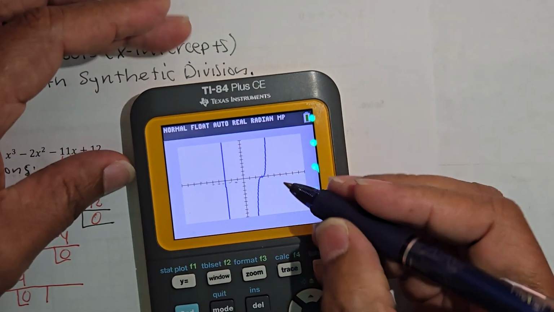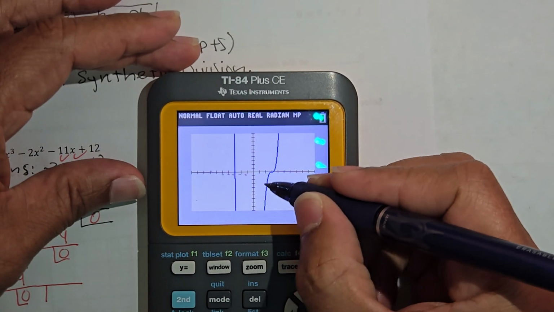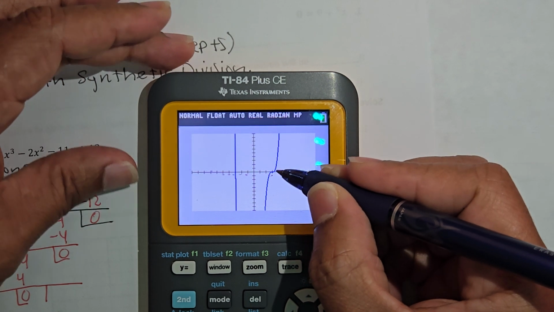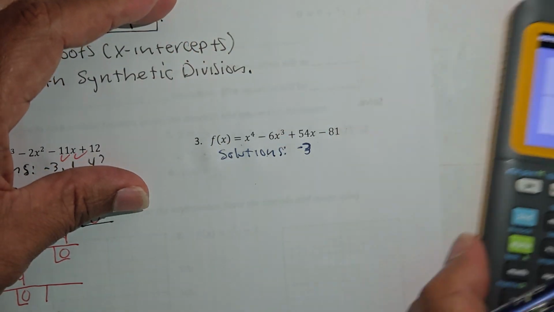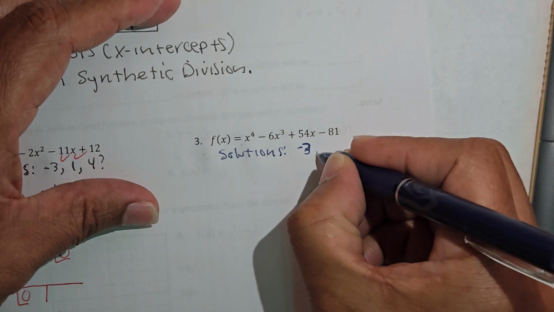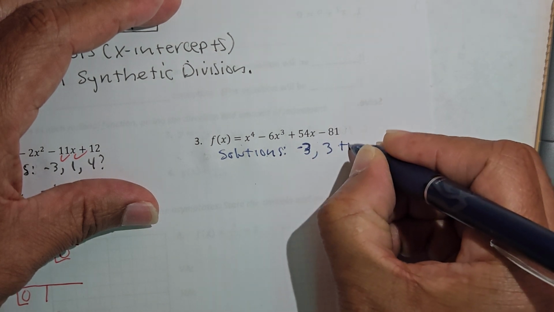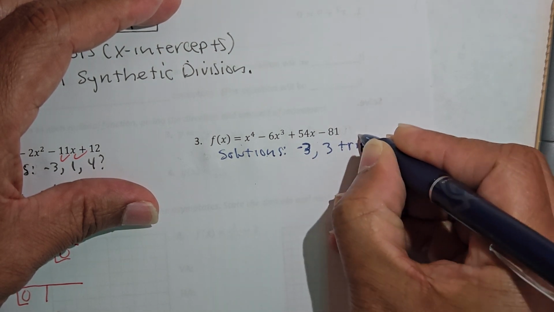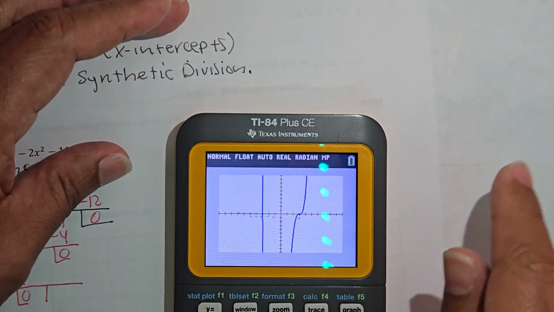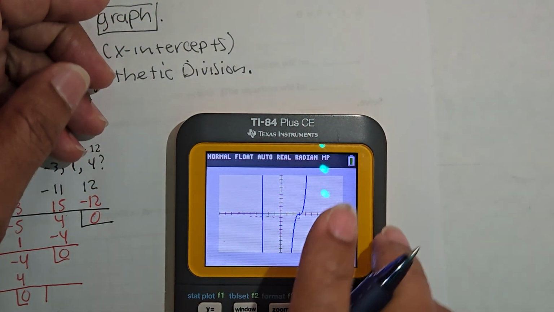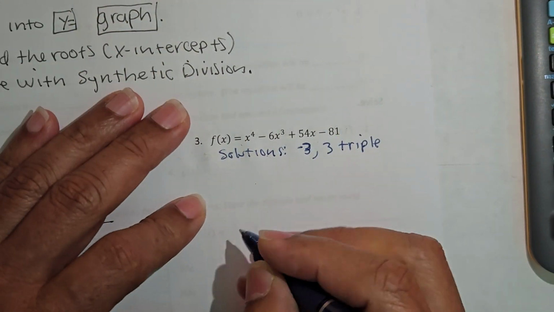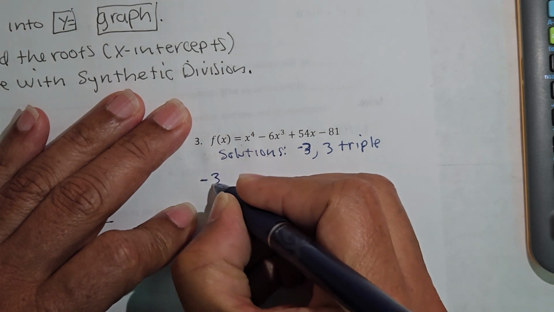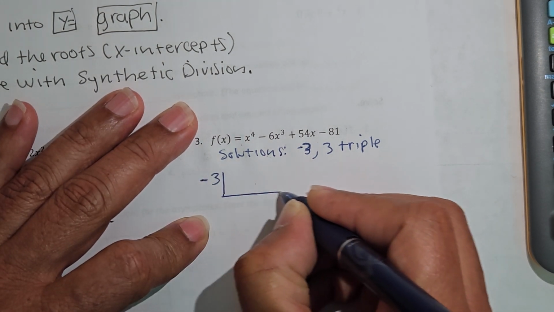And then we see a slide on the graph. So that means that should be a triple solution. So we'll check if x equals 3 is a solution also. So x equals 3, but this one seems to be a triple because of the slide. As the graph crosses the x-axis, it doesn't cut through it, it doesn't bounce, it just slides through that point. So with that said, let's start with negative 3 using synthetic division.